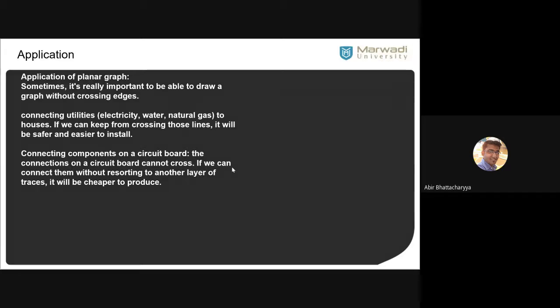Apparently, it looked like a non-planar graph. Whenever you draw the graph of these things, it looks like a non-planar graph. But there should be a geometric embedding possible. Without geometric embedding, you cannot say this is going to be a planar graph. Okay, so always you need to construct that graph in such a manner that there would be a geometric embedding. Okay.